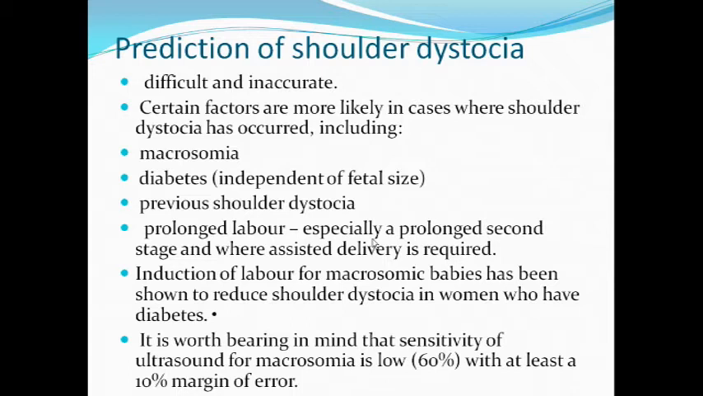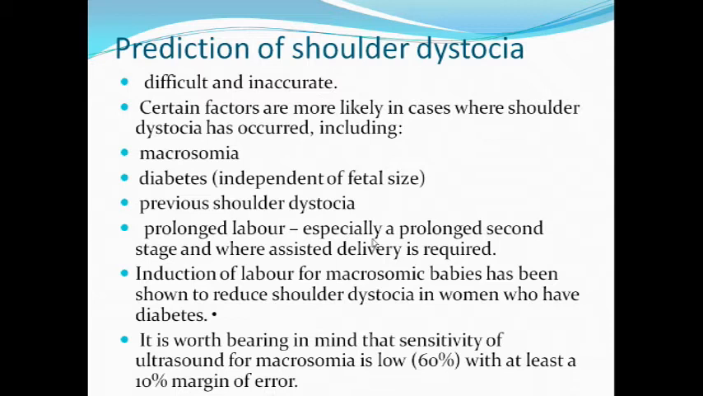Prolonged labor. See, prolonged labor always has a cause. It's not normal, as you know. Prolonged labor is always because of malpresentation, malposition, or a big-sized baby. So there is a problem in prolonged labor. It is always a problem of power, passage, or passenger. And shoulder dystocia with prolonged labor is more common with the passenger, that is the baby.